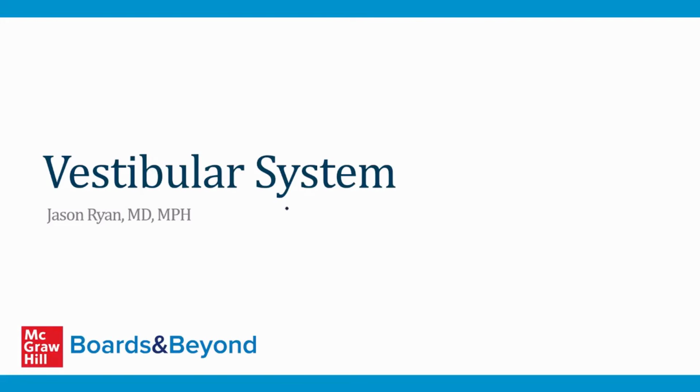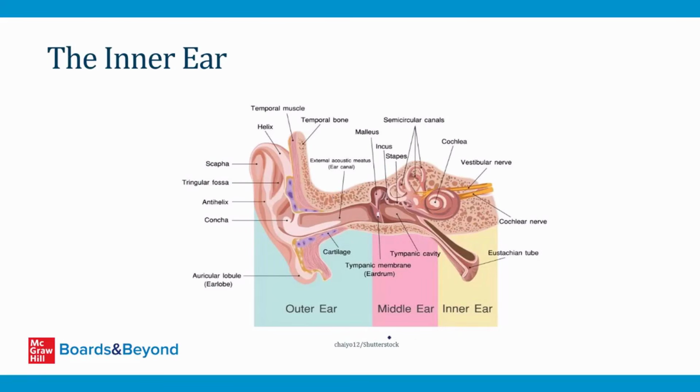Hello, everyone, and welcome to our module on the vestibular system. If you look at this drawing on the screen, it shows the structures found in the ear. And in the video on the auditory system, I talk about the differences between the outer ear, the middle ear, and the inner ear. But within the inner ear, you can find the cochlea, which is the organ that's important for hearing sounds in the world around us.